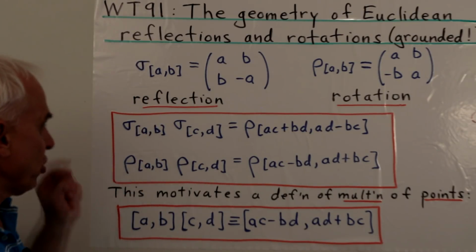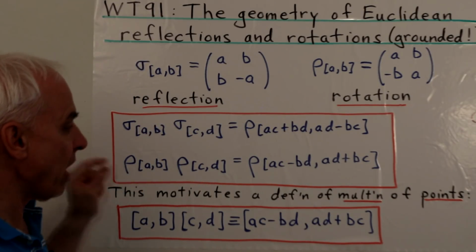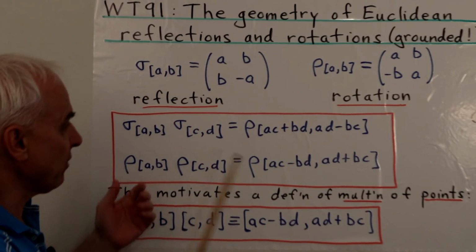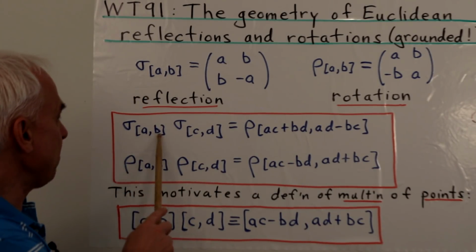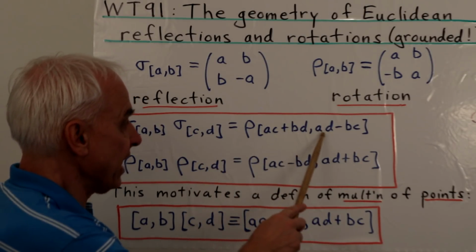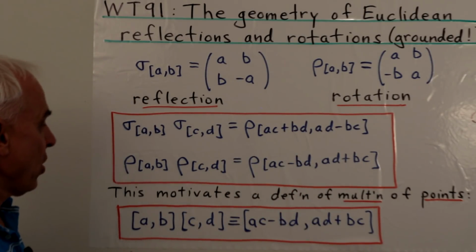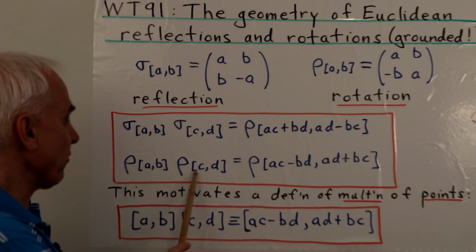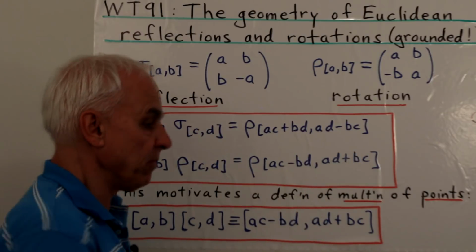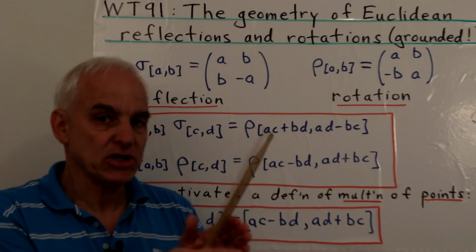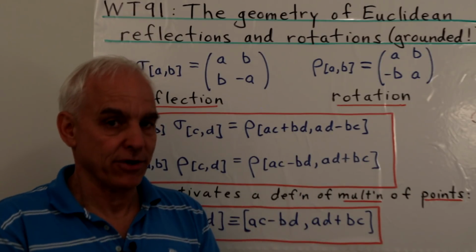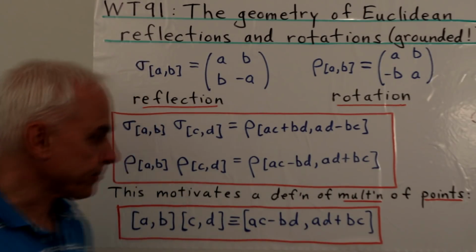So we've already determined two important formulas, the compositions of two reflections and two rotations. And here are the formulas. Sigma AB followed by sigma CD is rho AC plus BD, AD minus BC, while rho AB followed by rho CD is rho AC minus BD, AD plus BC. So two reflections, one after the other, gives a rotation, and two rotations, one after the other, gives a rotation.